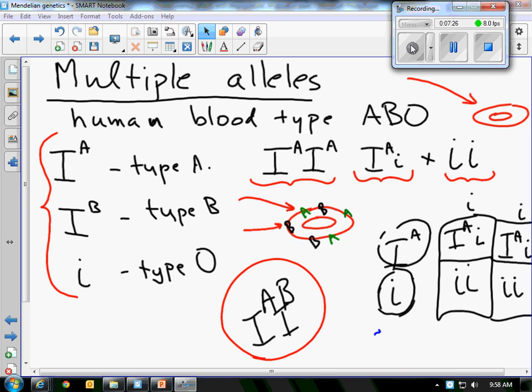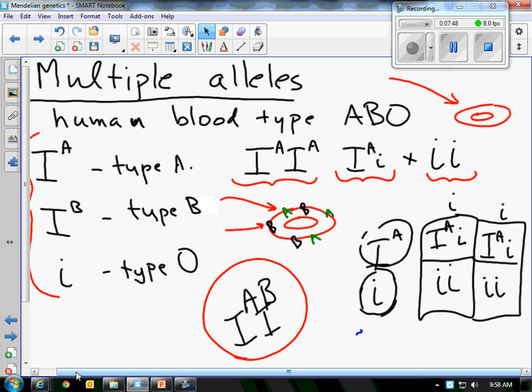So let me remind you that A and B are codominant, and they're both dominant over type O. So if you get A and B together, the A and B individual that we've circled at the bottom here would have type AB. However, when you're doing a Punnett square, you would just do it exactly the same as before. You would say, well, let's say a heterozygous type A person married a type O person. What would the Punnett square look like?